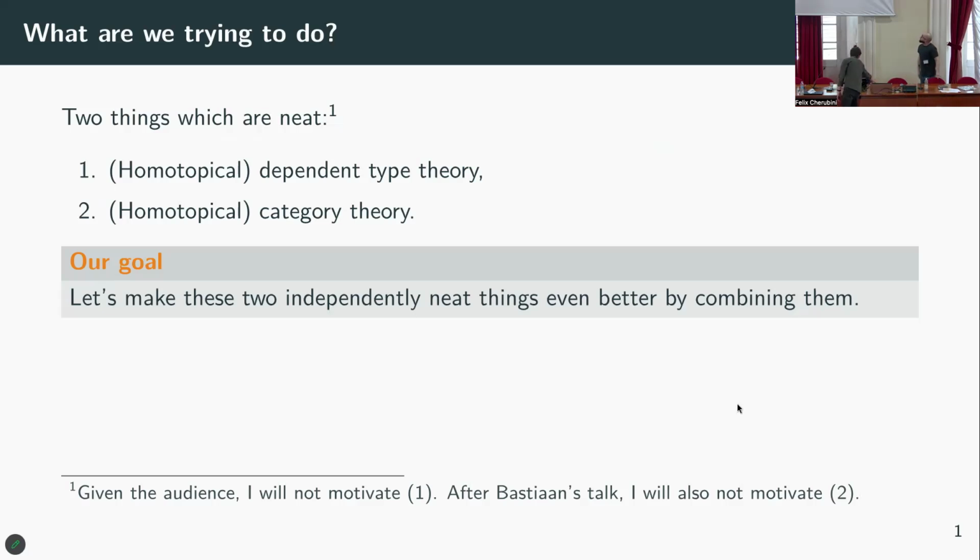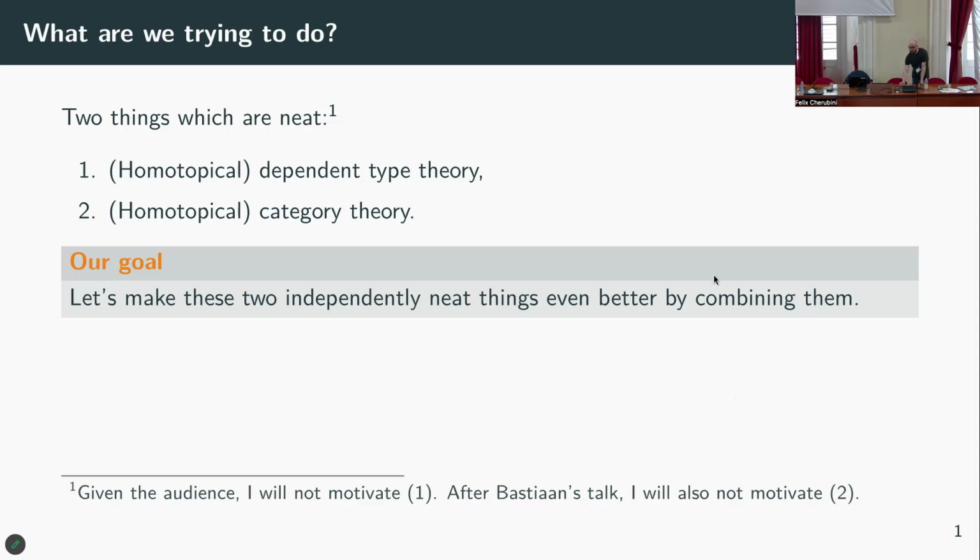So anyways, what are we trying to do? The starting point to all of this is that dependent type theory and sort of category theory are interesting, and I'd like to make them more interesting by combining them. I have no intention of justifying why these things are interesting because we just had a talk on it, and most of you are now at a workshop on type theory, so I assume there's some buy-in on that point.